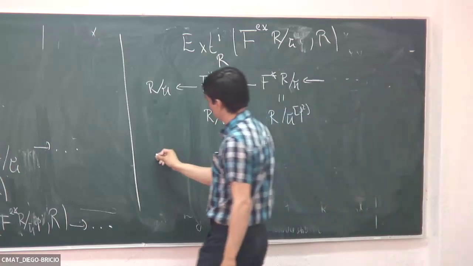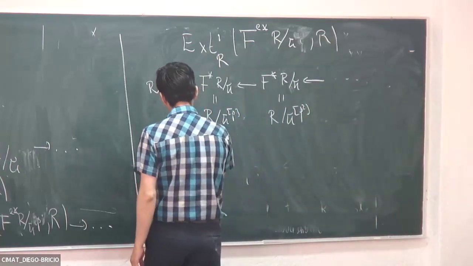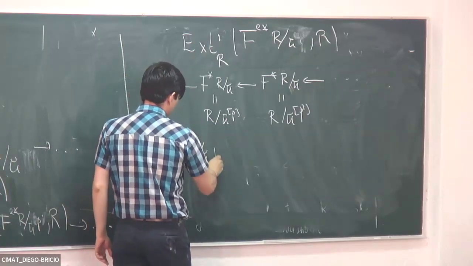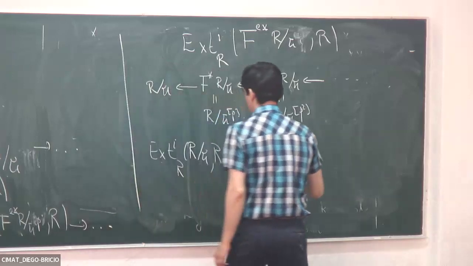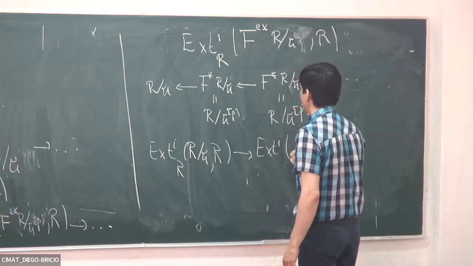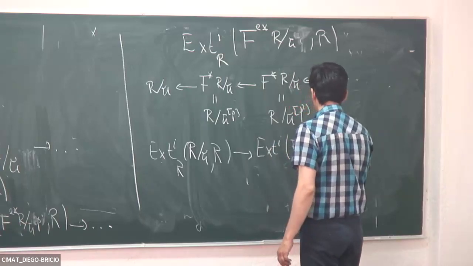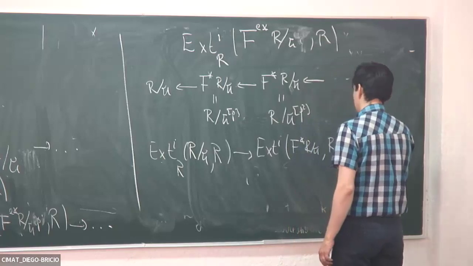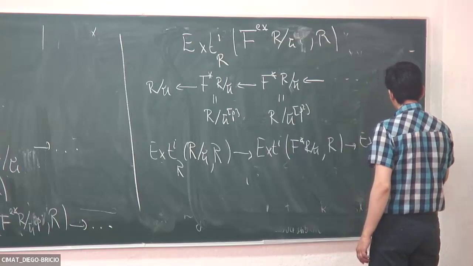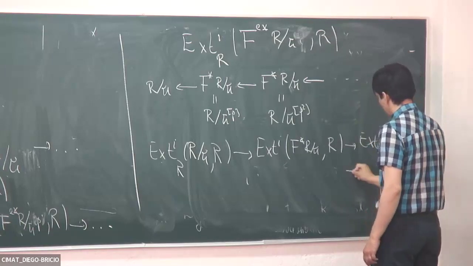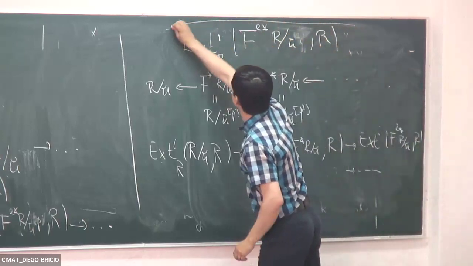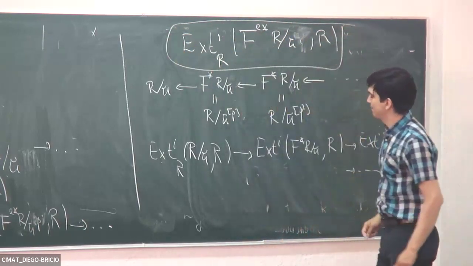So when you take X, here you're going to have X of R modulo A, R mapping into X of the pullback of R modulo A, R, X of the second pullback of R modulo A, R, and so on. So the nth term should look like this. Okay.